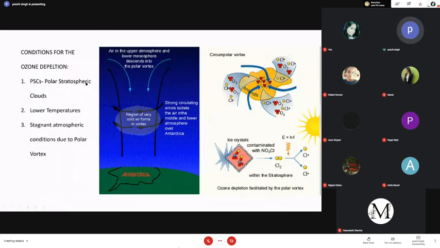Now, what is this polar vortex? In winters over the Antarctic, the surface is very cool, it's freezing, with several minus degrees temperature. As a result of this, air close to the ground is heavier. Because it's cooler, the cold air near the surface stagnates, it settles down more close to the ground.